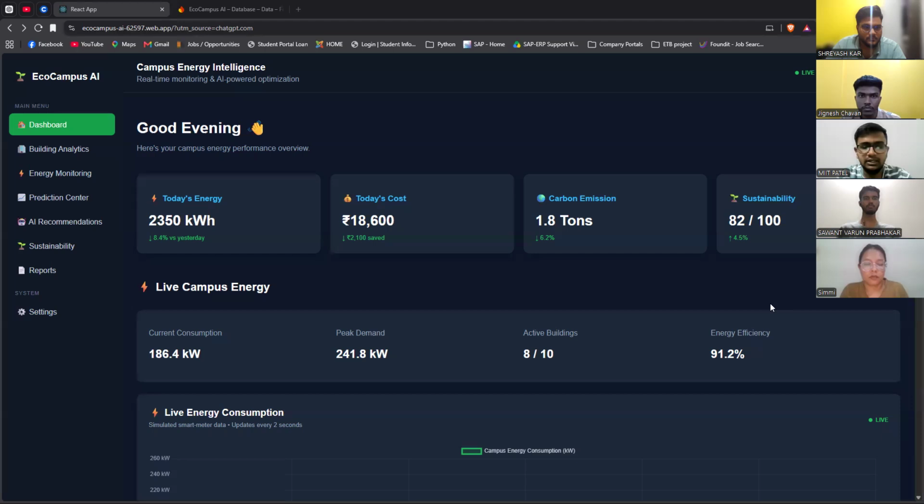And later in this prototype, as we can see, today's energy is 2350 kilowatt-hours, and today's cost is 18,600 rupees. The carbon emissions are around 1.8 tons, and the sustainability index is 82 out of 100. So now for the next part, which is the live energy consumption.